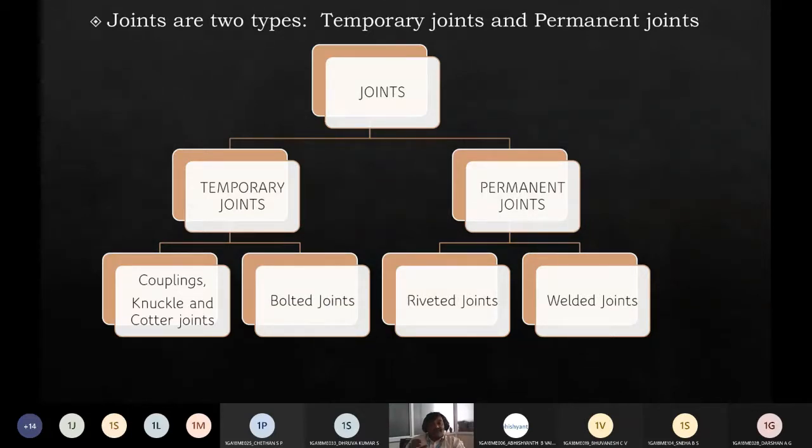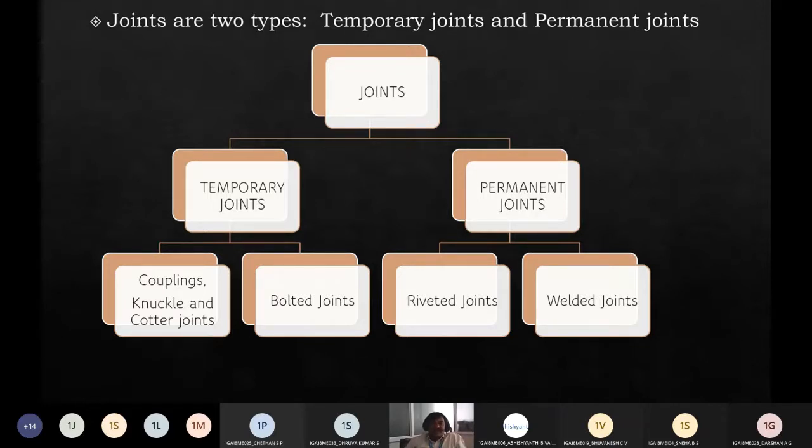But in the case of temporary joints, we have already done something called couplings. Coupling is a temporary joint. We have done one in couplings, one in welded joints. Couplings are a kind of temporary joint where if you want to dismantle it, the base parts will never get affected. That is exactly the difference between temporary joints and permanent joints.